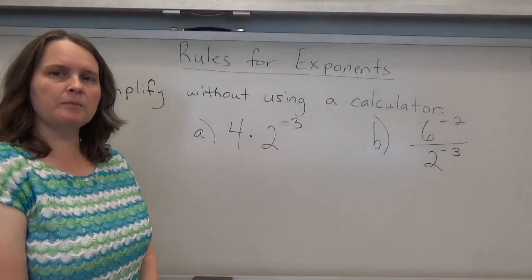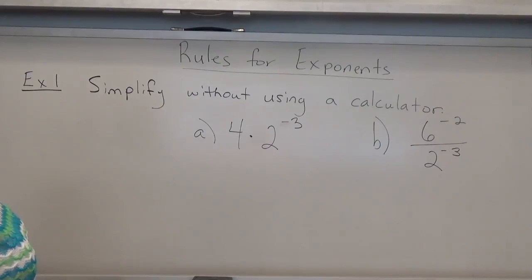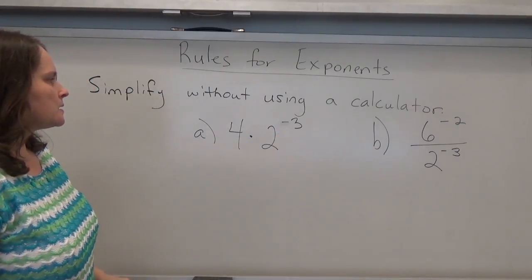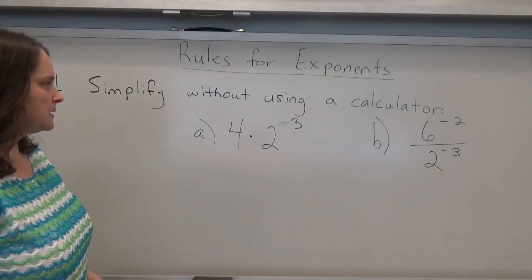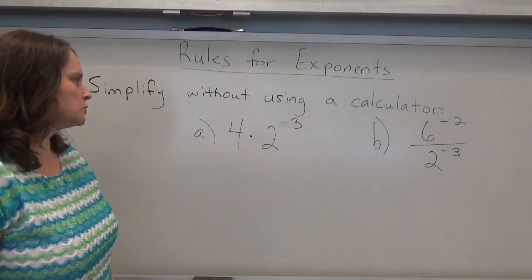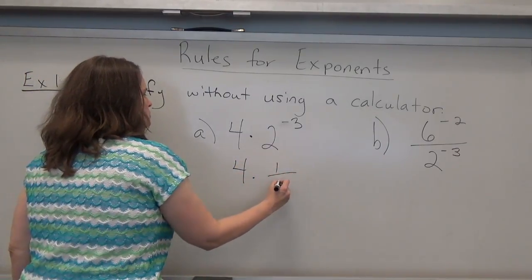Our first example for this section, we're being asked to simplify without using a calculator. In part A, we're doing 4 times 2 to the negative third power. The first thing I notice is my negative exponent. The negative exponent rule tells me that I can rewrite 2 to the negative third as 1 over 2 to the positive third power. So we've got 4 times 1 over 2 to the third.